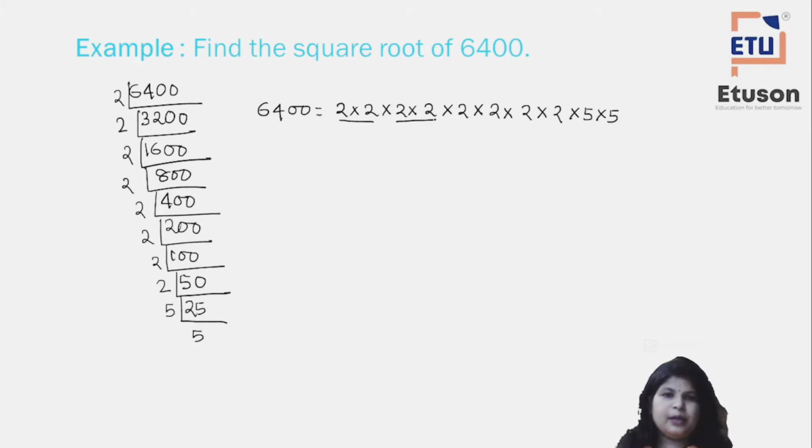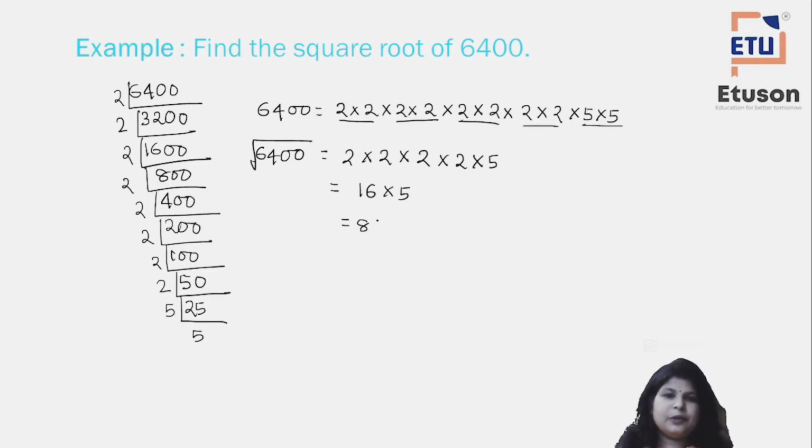So 1 pair, 2 pair, 3 pair, 4 pair and 5, 5 another pair. Now while finding the square root of it, you have to consider only one of each pair. So you'll get 2 into 2 into 2 into 2 into 5, which is equal to 16 into 5, and your square root is 80. Correct or not?